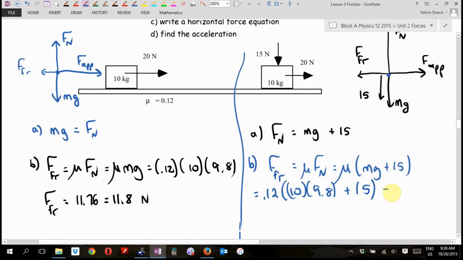How many sig figs is that, Rob? Units, it's a force. Newtons. Is that okay, Faizan?